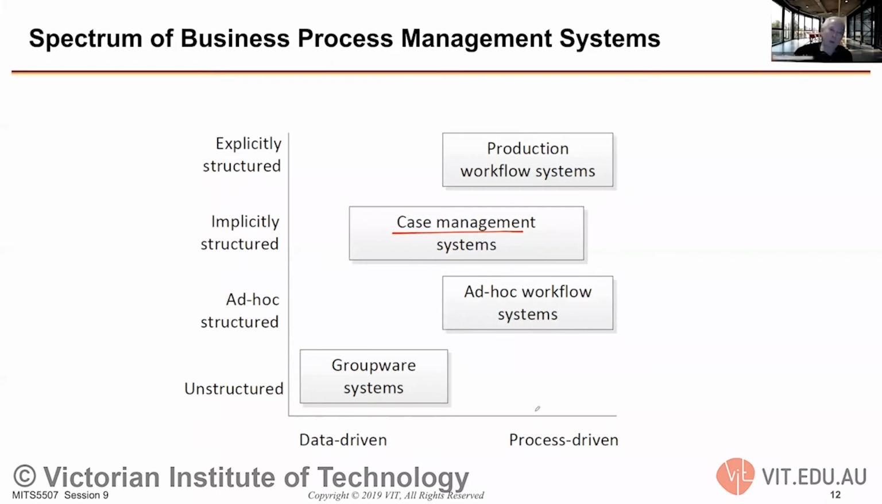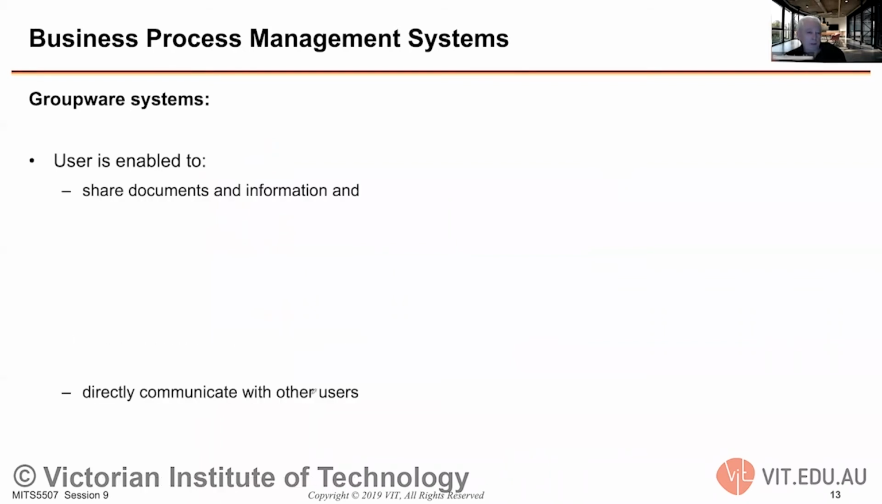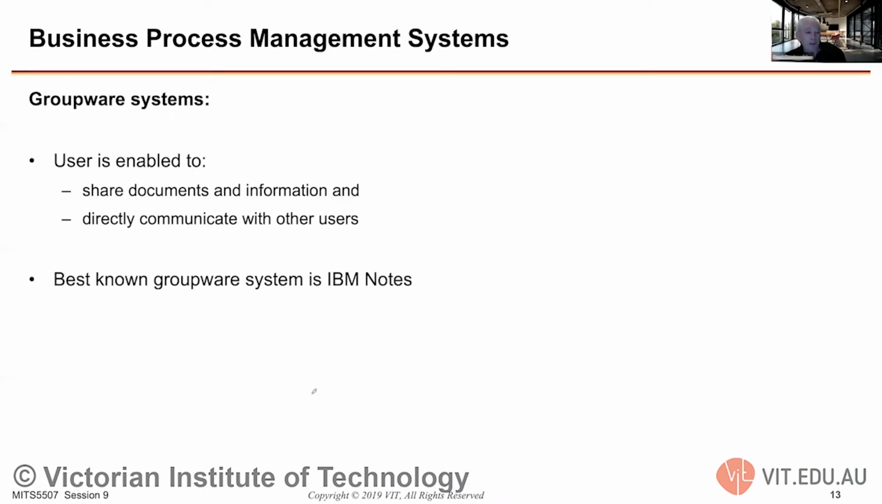So let's have a closer look at some of these elements in the spectrum. Okay, so let's look at groupware systems first. Groupware systems, as it says down here, are data-driven and unstructured. So when you're a user in a groupware system, what you're enabled to do is to share documents and information and directly communicate with other users. And the best known of the groupware systems is IBM Notes.